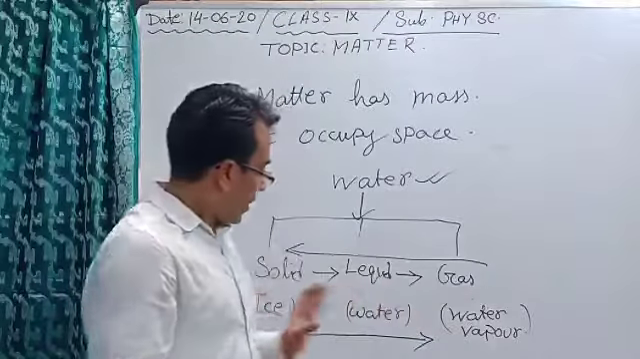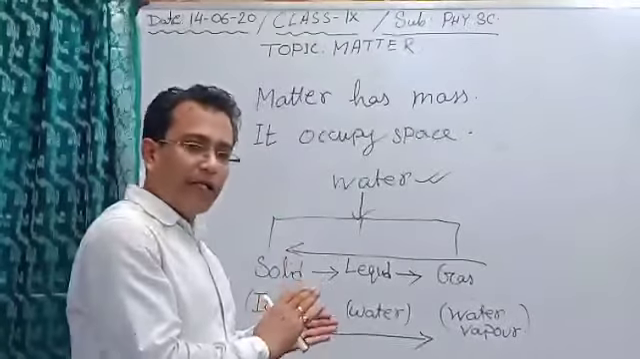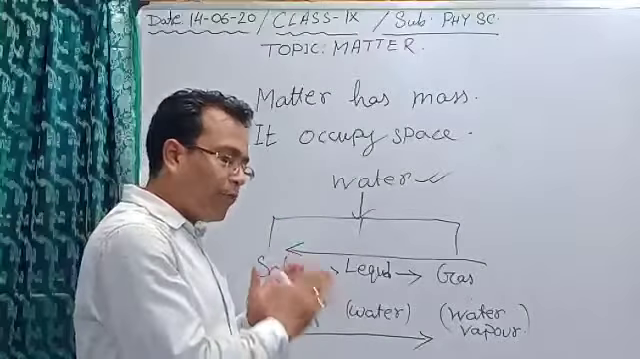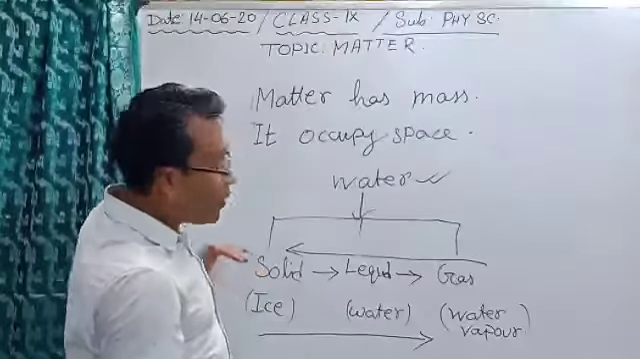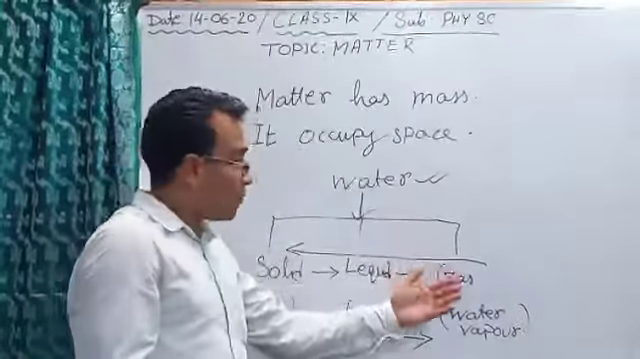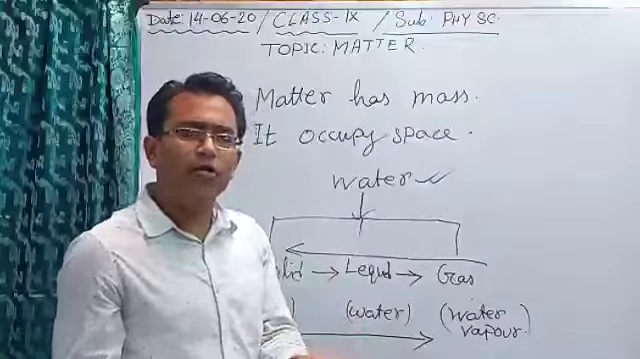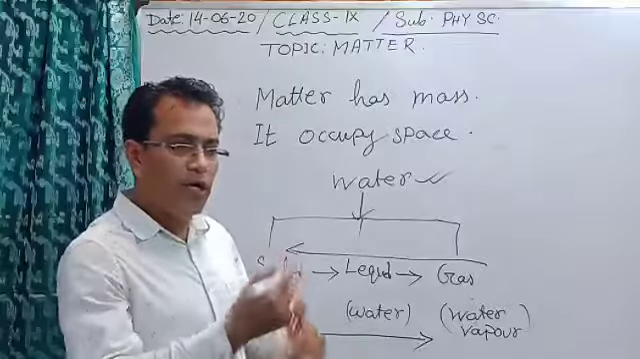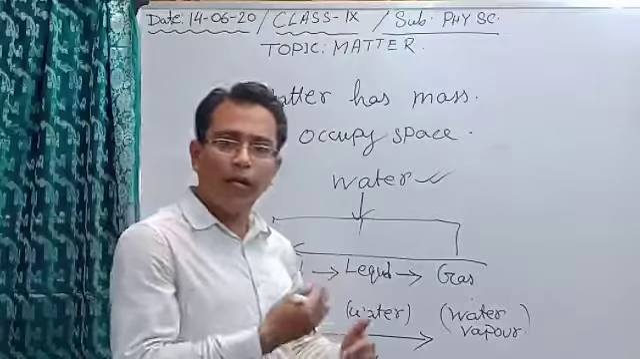So, if we want to change one form of matter into another, we can do it by applying heat or absorbing heat. It is one of the processes. There are so many other processes where matter can change from one form to another form.